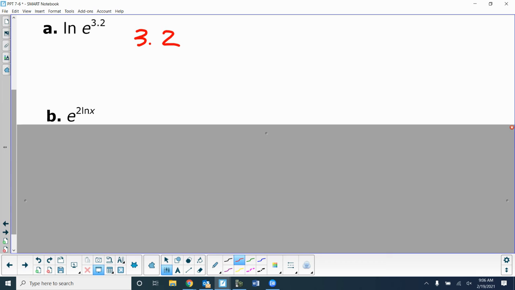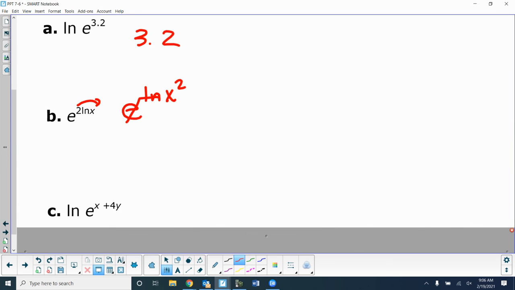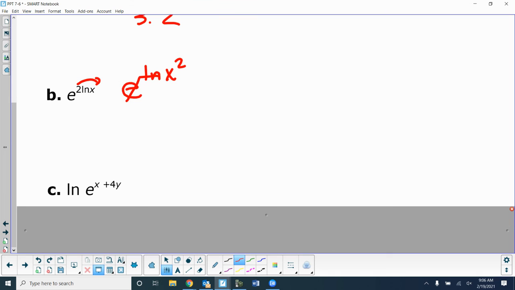Not ln x squared, just x squared. The 2 goes here. So this is e to the natural log of x squared, so those cancel. What's this one? Trent? Is it x plus 4y? Very good. So when you see ln and e together, they just cancel each other out. Simple. Don't overthink it. Only you have to remember, if you have a number in front of the ln, you move it to the exponent.